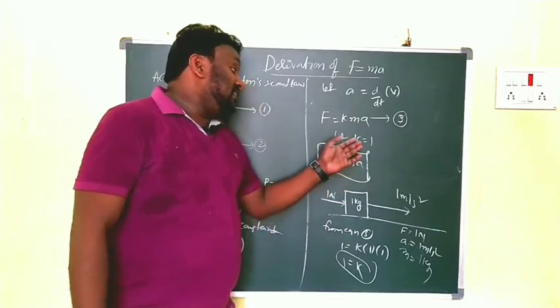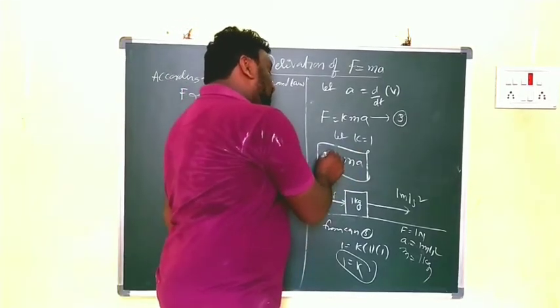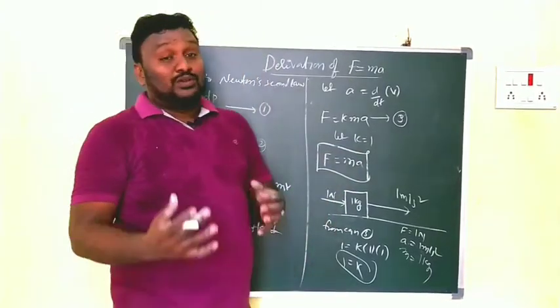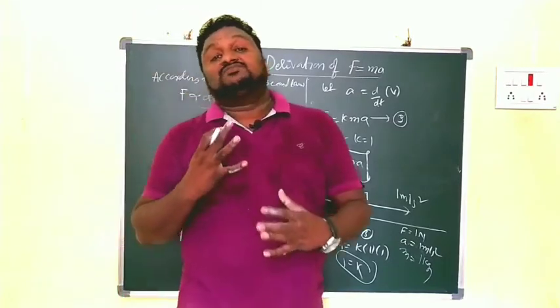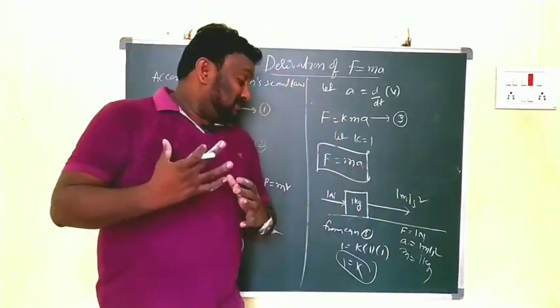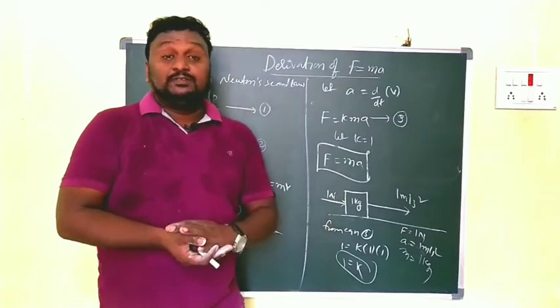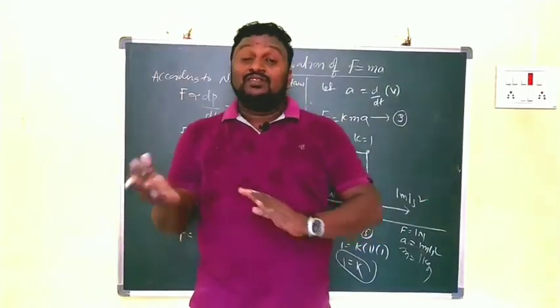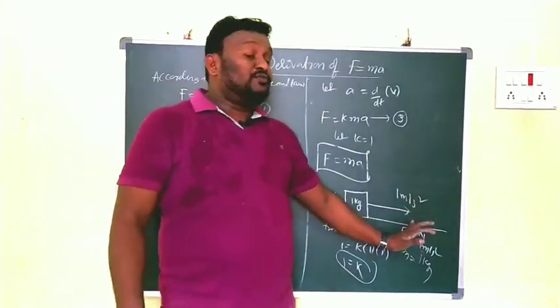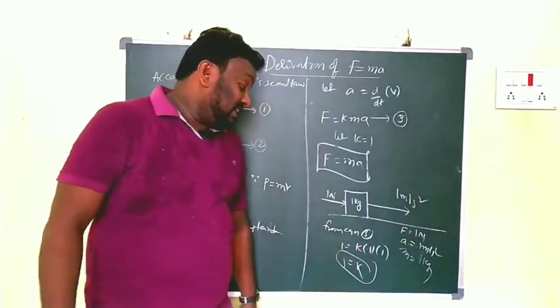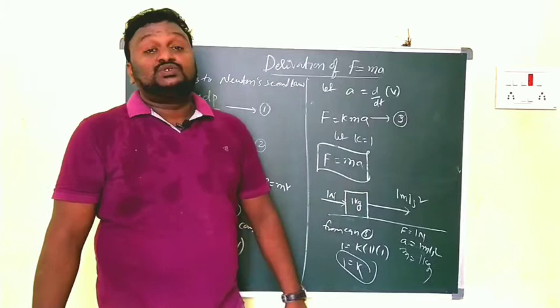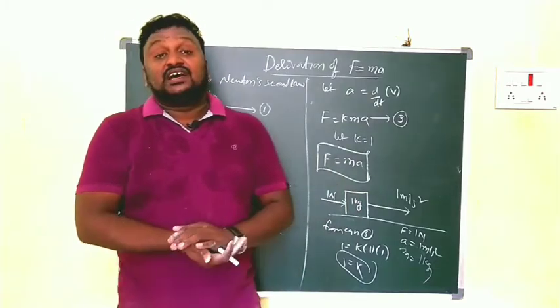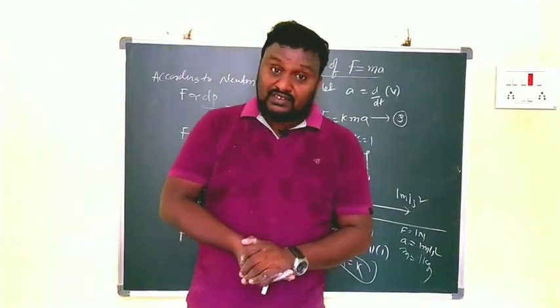Then here what is the K value? 1. We get the K value as 1 when a body having a mass of 1 kg is acted upon by a force of 1 Newton, then its acceleration is 1 meter per second square. Then K value is 1. So children, this is the derivation of Newton's second law equation.